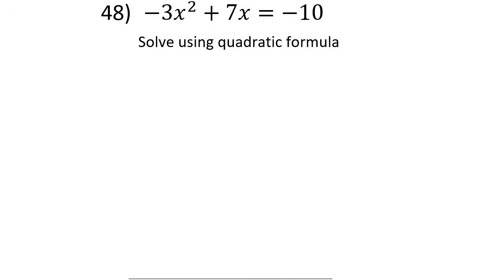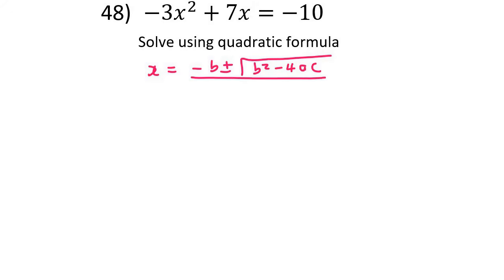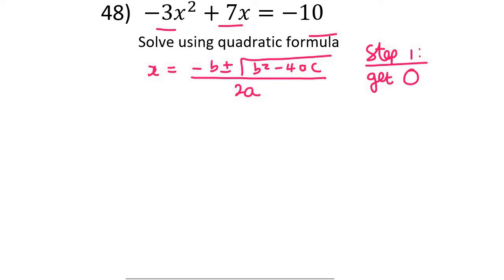So here we have to solve this equation using the quadratic formula. Now your quadratic formula is this one. But remember, step 1, before you are allowed to use that formula, is you need to get your 0. We don't have a 0 here. So to make a 0, you're going to take the minus 10 over. So it's going to be negative 3x squared plus 7x plus 10 equals 0.